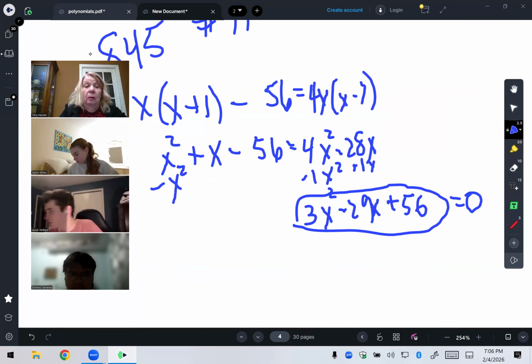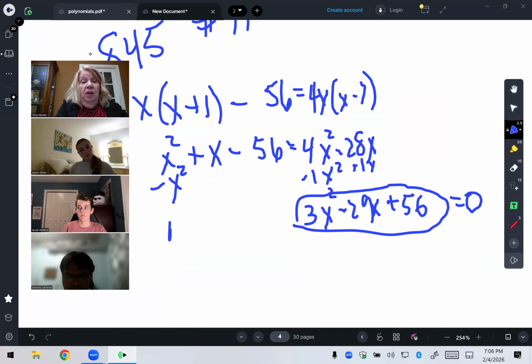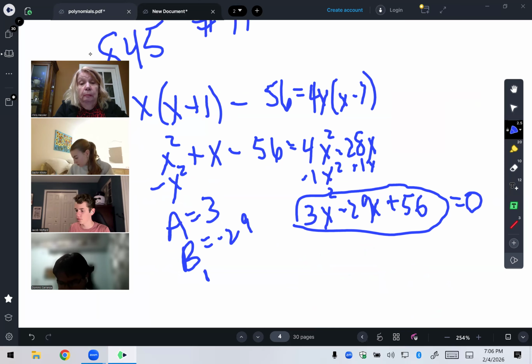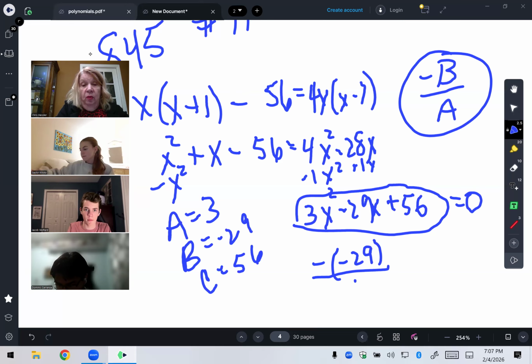Okay, so now we know our numbers. A is 3. We're getting the sum of solutions, but we don't have to go through and follow each one. B is going to be a negative 29, and C is going to be 56. So all we need is minus B over A. So that'll be a minus negative 29 over 3.